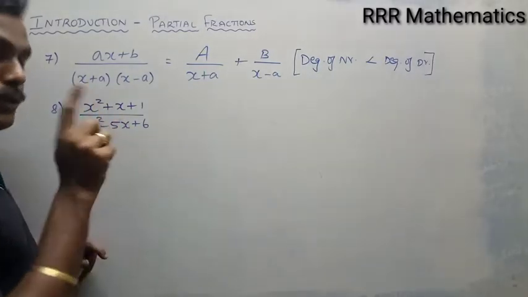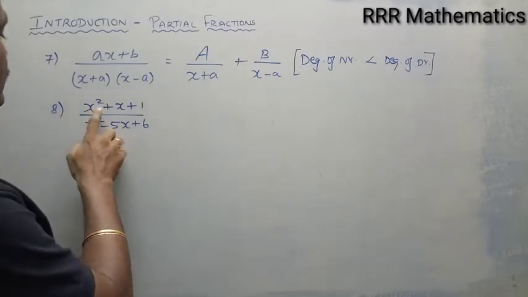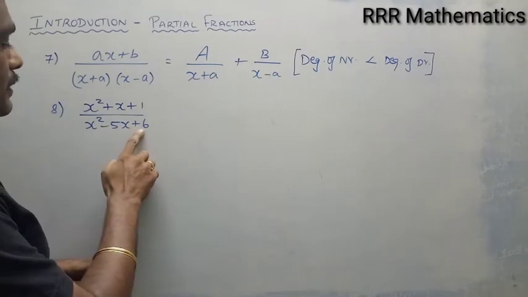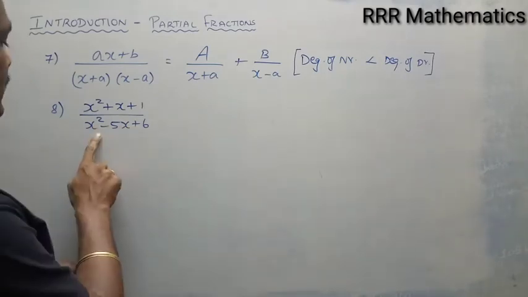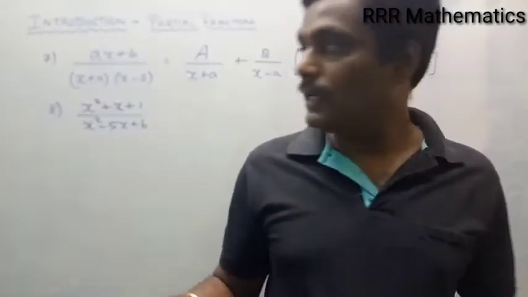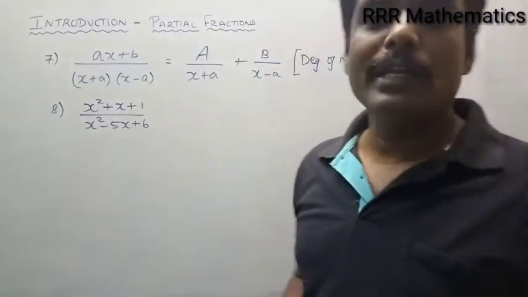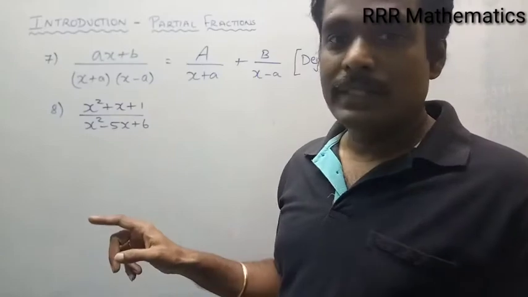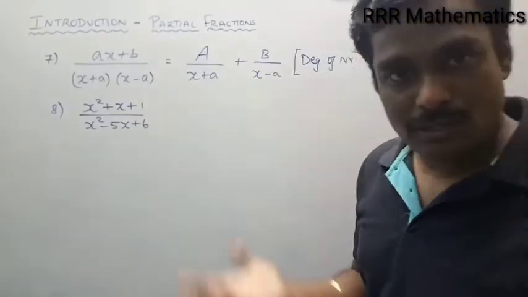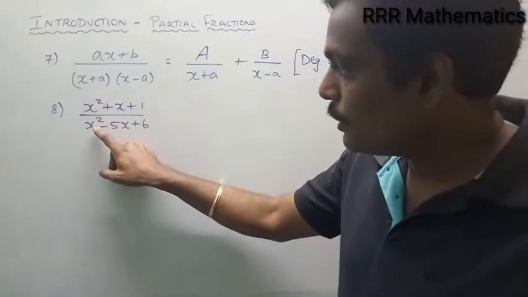If it is possible to factorize, you can factorize. X square plus x plus 1, I cannot factorize. X square minus 5x plus 6, I can factorize, which gives x minus 3 into x minus 2. When you factorize the denominator, you may get 2 linear factors, but you cannot factorize the numerator. Suppose if there is a common factor, you can cancel directly. In this case, that is not possible. See, the degree is 2 here, and here also degree 2.